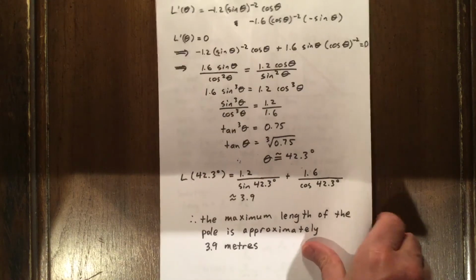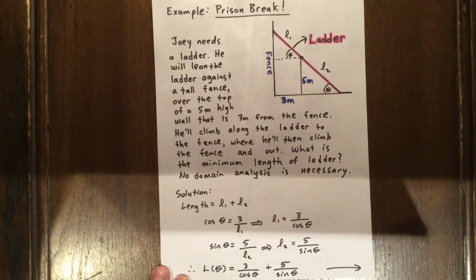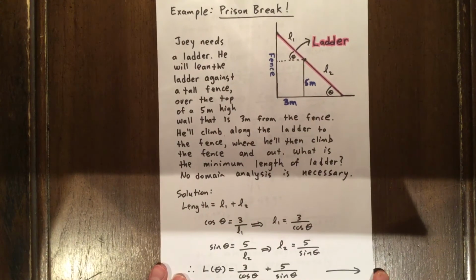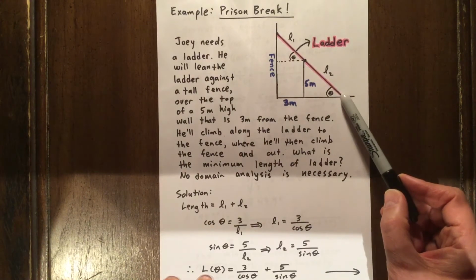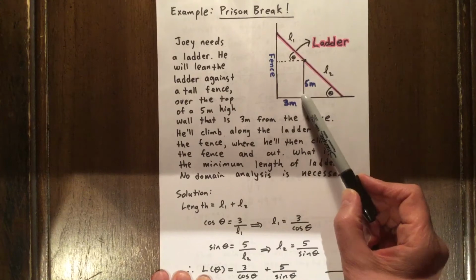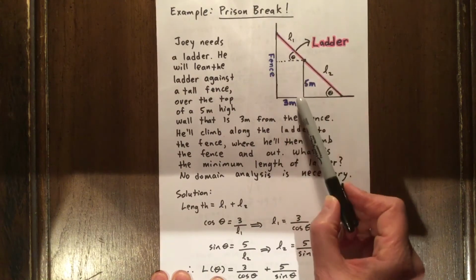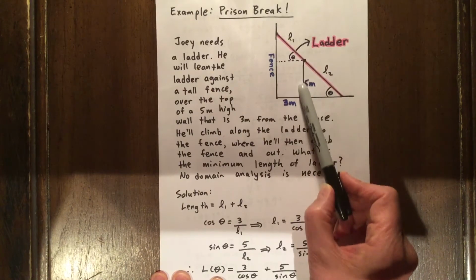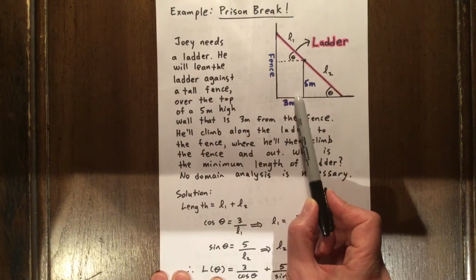Now for the next question, this is a prison break question. And so what's going on here is imagine that someone has to prop a ladder over top of a 5-meter tall wall, which happens to be 3 meters from a fence.